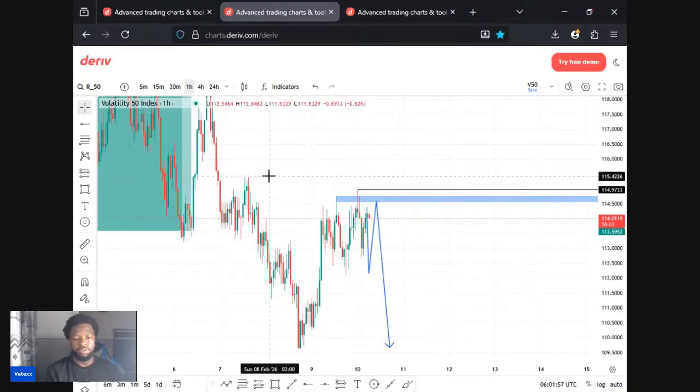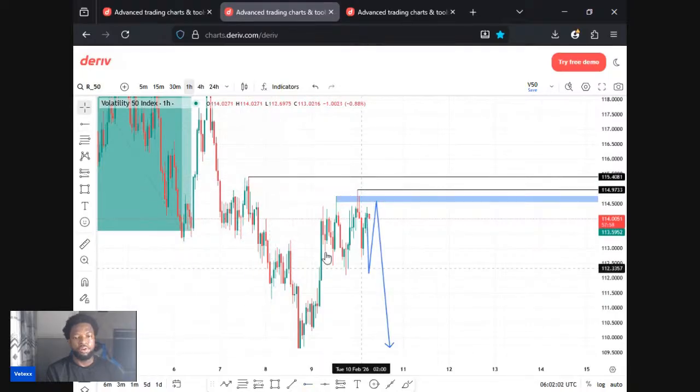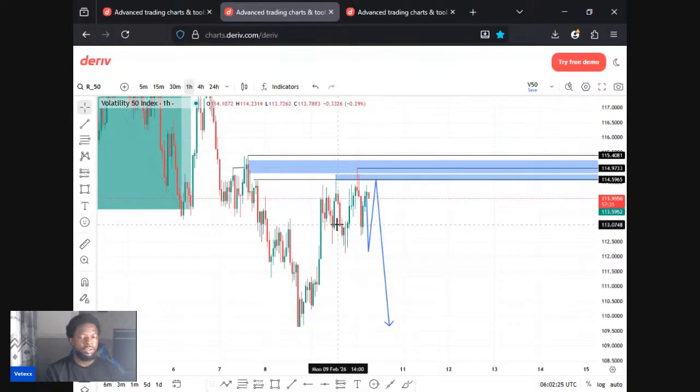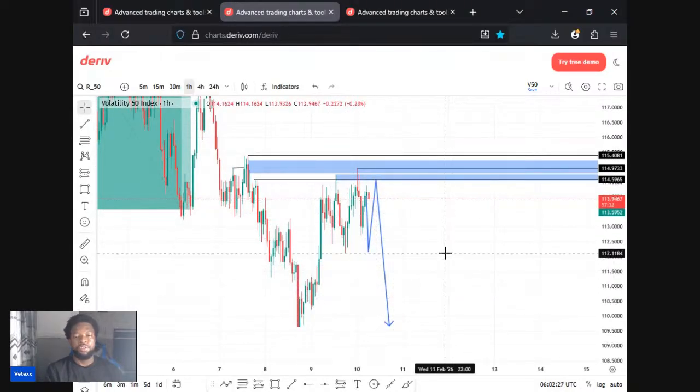So this is what we'll be doing. Alright, we'll be on the lookout for these sells. And then this is our sweep, and this is our POI. So this is what I'm anticipating currently on V50. So if it does this, good, beautiful. All right, so be on the lookout for these too.